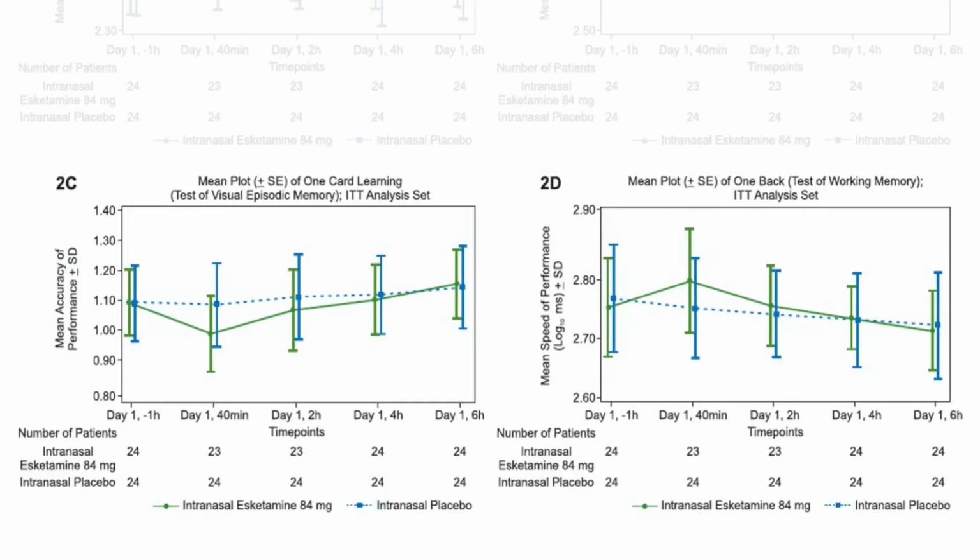When we look at one-card learning in the bottom left graph, we can see that this is a measure of accuracy. We can see that accuracy declines at 40 minutes relative to baseline and then returns to baseline levels after that. Likewise, with one-back, which is another measure of reaction time, we can see slowing at 40 minutes relative to baseline. So we can see a lot of the cognitive effects in this study occurred at the 40-minute time point and then returned to baseline shortly after.